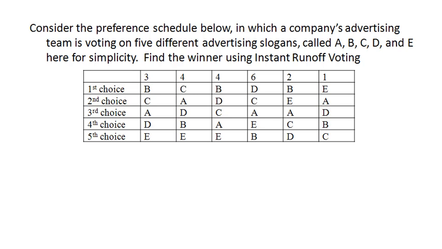So a company's advertising team is voting on five different advertising slogans, which we're just going to call A, B, C, D, and E for simplicity. And this time we're going to use instant runoff voting.